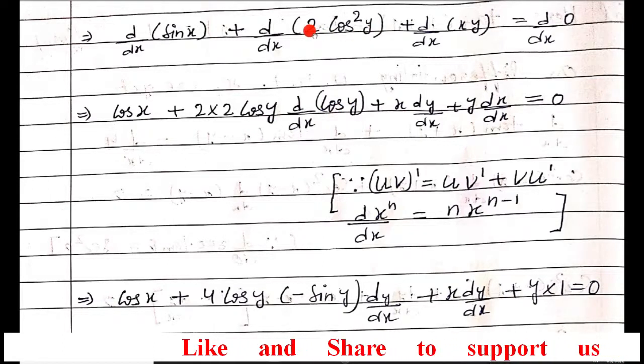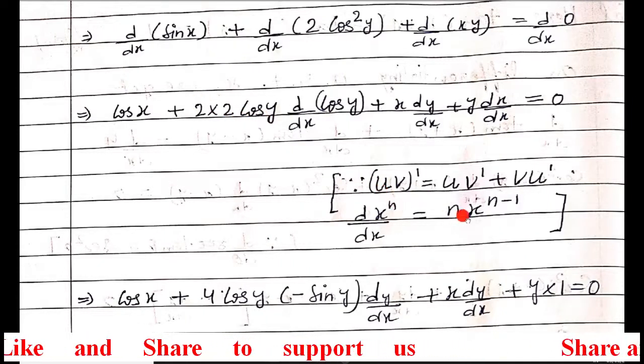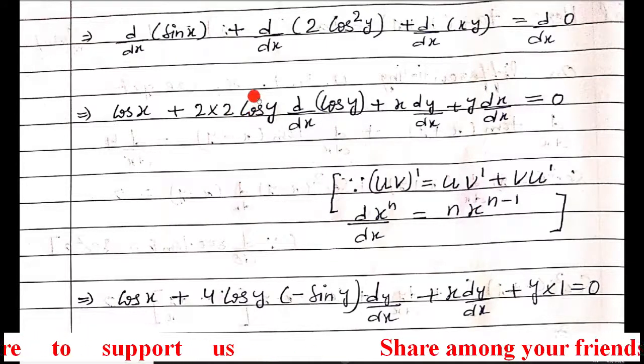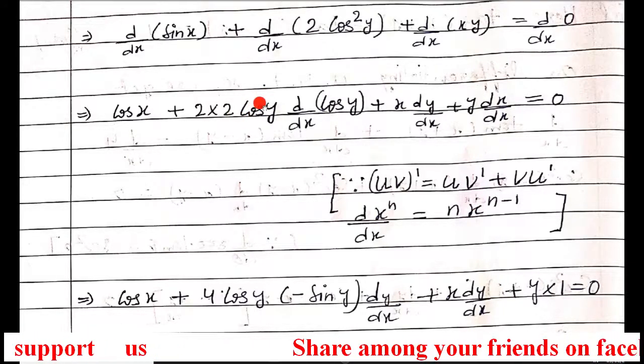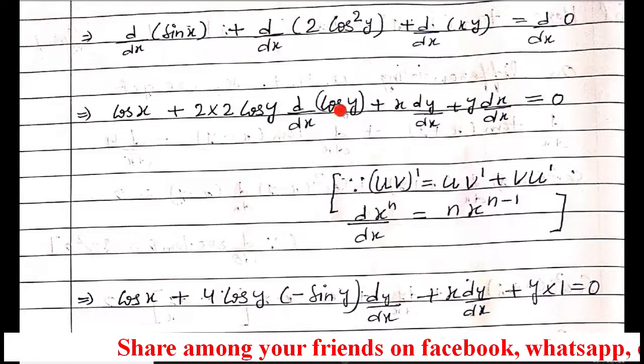This 2 is the coefficient, so this 2 came as it is. Now here I applied this formula, that is n x to the power n minus 1. So n, that is 2 cos, 2 minus 1. 2 minus 1 is 1, so not mentioned here. Then according to the chain rule, we have to differentiate this cos y again.